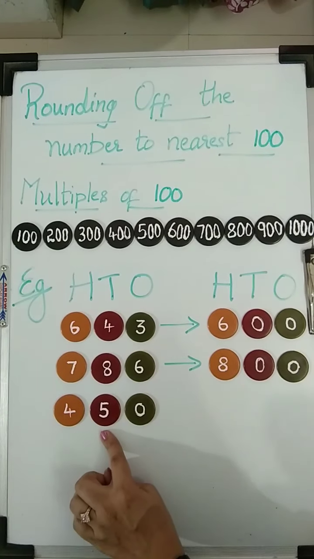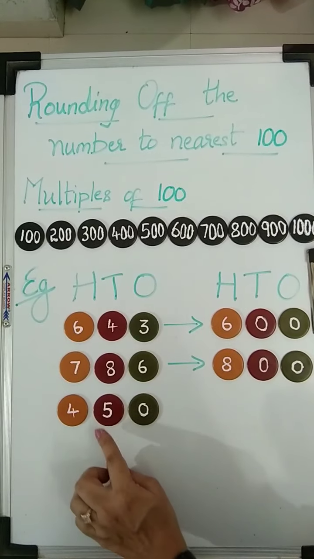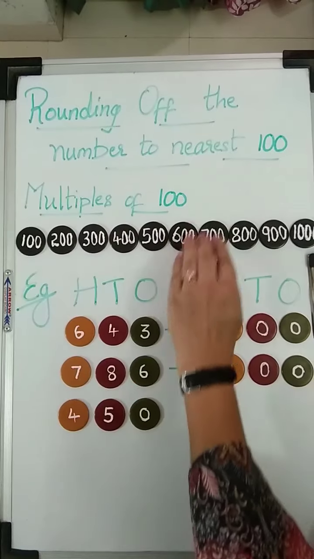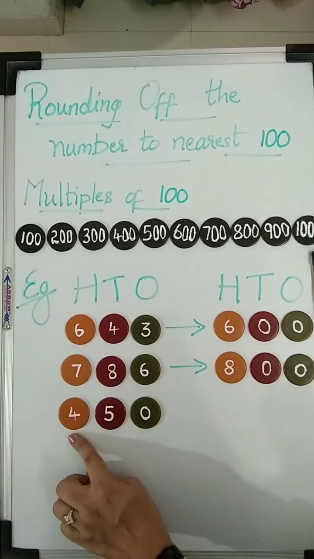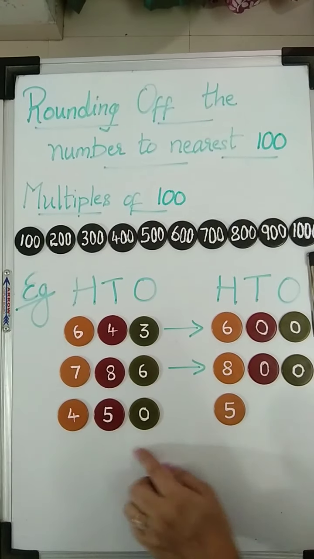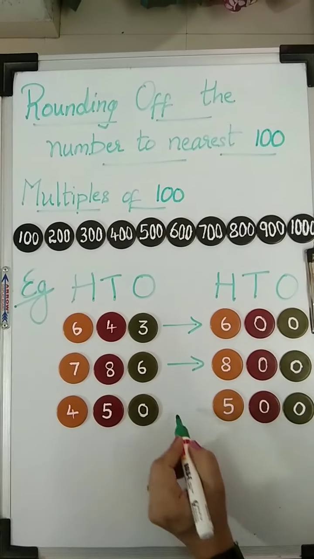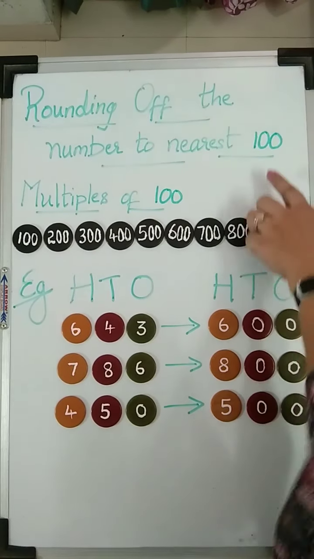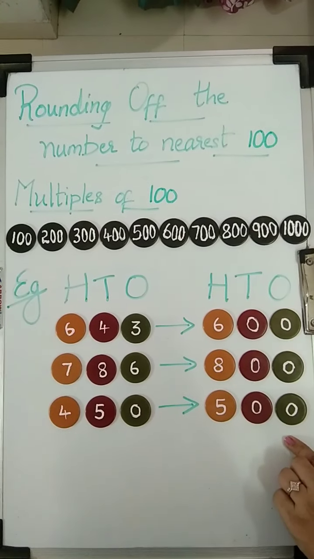The digit is 5. So the rule says 5 or more than 5. So this is 5. So what will happen? The number will round off to the next 100. So here the next 100 is 500. So here 450, so 4 becomes 5. And what happens to the tens and ones place? They become 0. So how do we read this now? The number 450 when rounded to the nearest hundreds gives you 500.